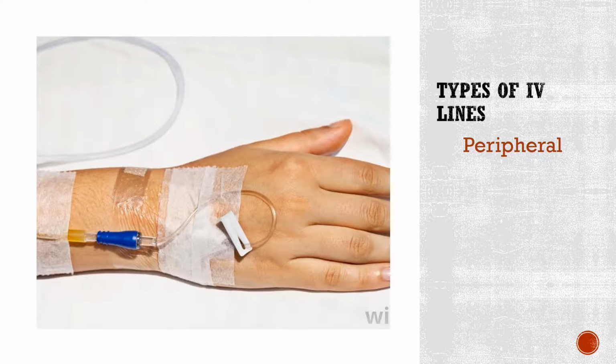The other type of IV line is a peripheral IV. For this line, a needle with a small catheter is inserted into a vein, usually in the arm or hand of the patient, and the catheter remains in the vein peripherally or outside of the heart.